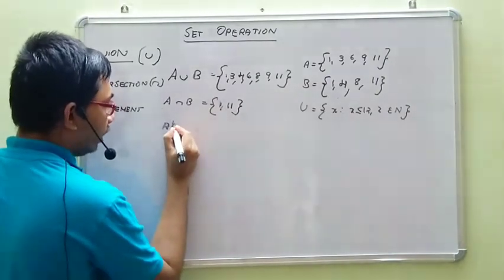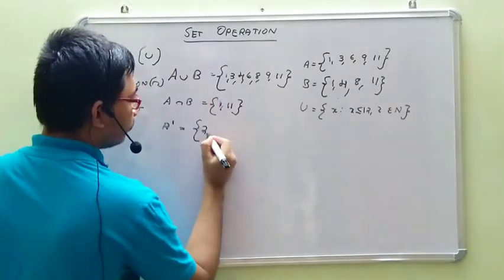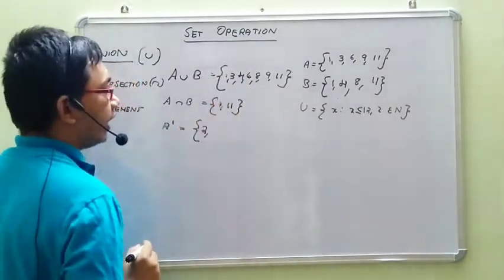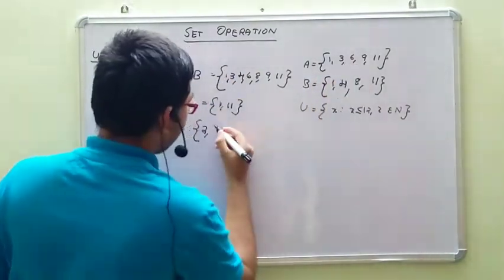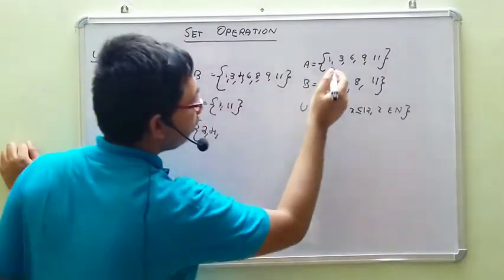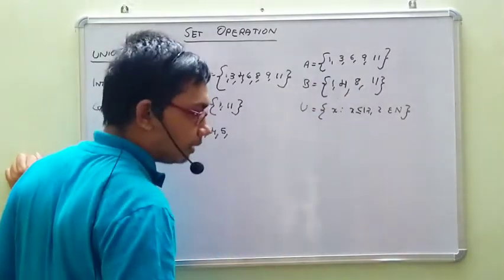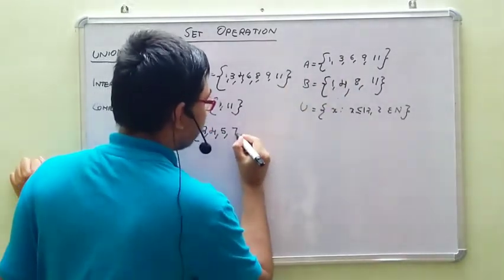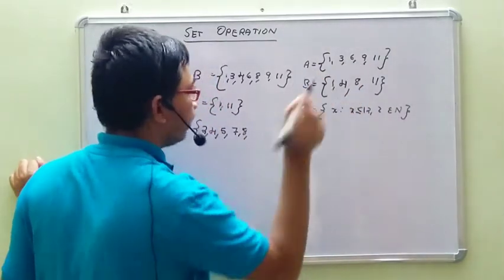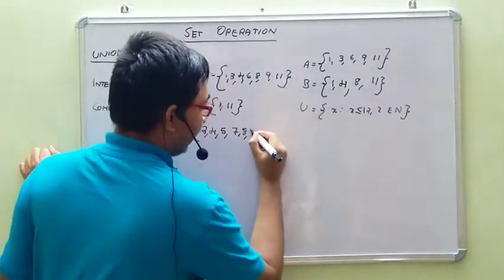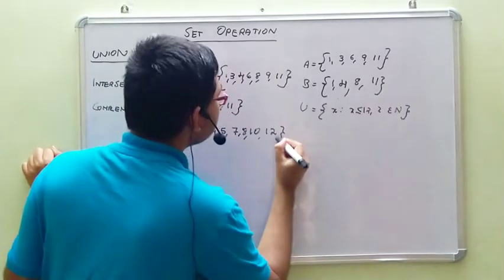A complement, I have already told you, A dash is A complement. So 1 is not there. 2, 3 is here, so 3 will not be an element of A complement. 4 is not here, so 4 will be an element of A complement. 5 is not here, so 5 will be an element of A complement. 6 is here, so 6 will not be an element of A complement. 7 is not here. 8 is not here. 9 is there, so it will not be an element of A complement. Then 10 is not there, 11 is there, and 12 is not there. So this is A complement.